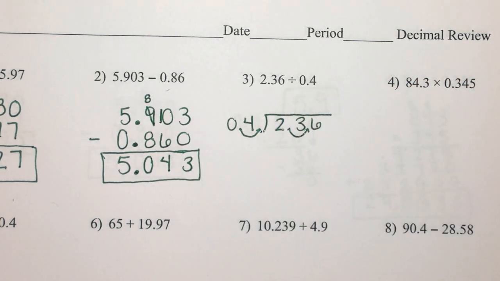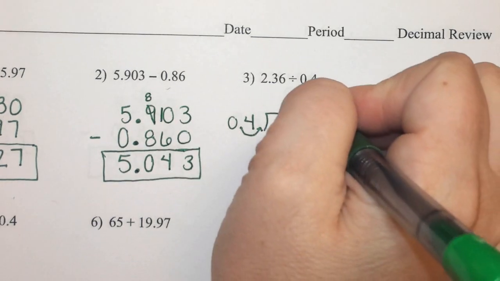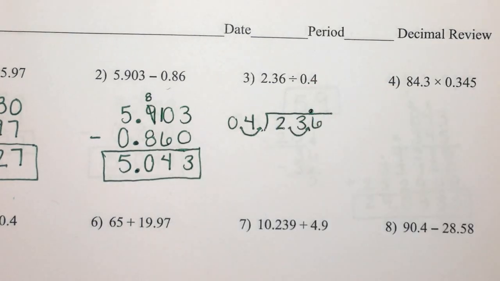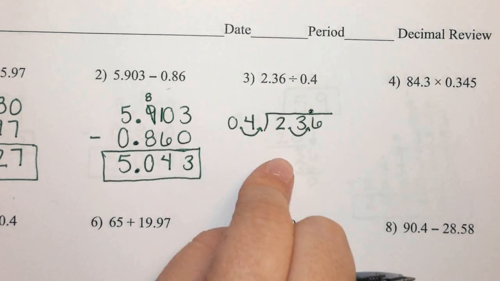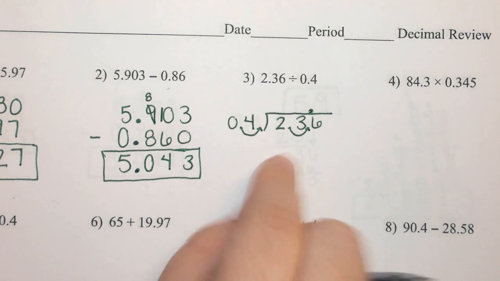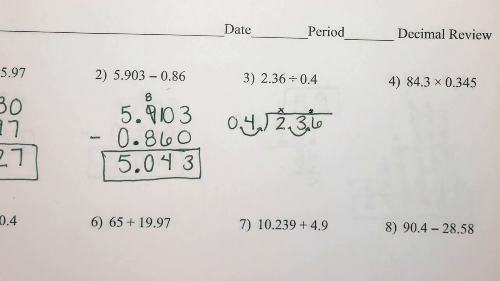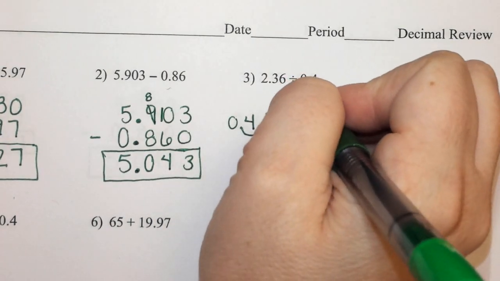Once I move it over 1 space, then what do I have to remember? Rubina? Raise it up. Okay, so that goes right up to the top. Okay. So now I'm just looking at 4. How many times will 4 go into 2? It won't do it. So we just don't put anything there. You can put a little X there to show that we did it. How many times will 4 go into 23? 5. So on top of the 3, we have 5.